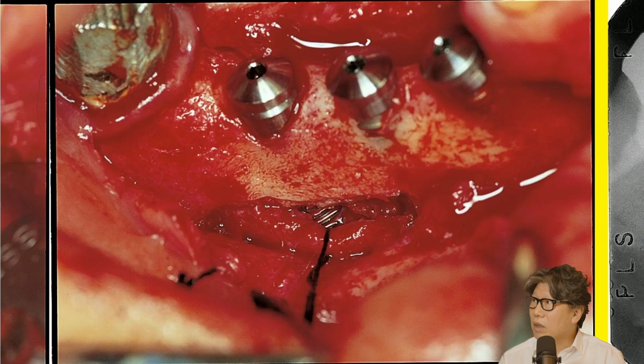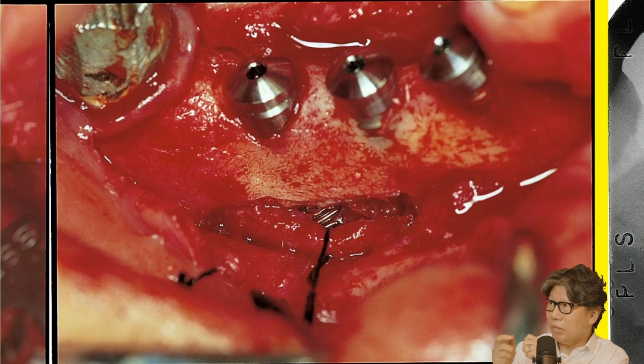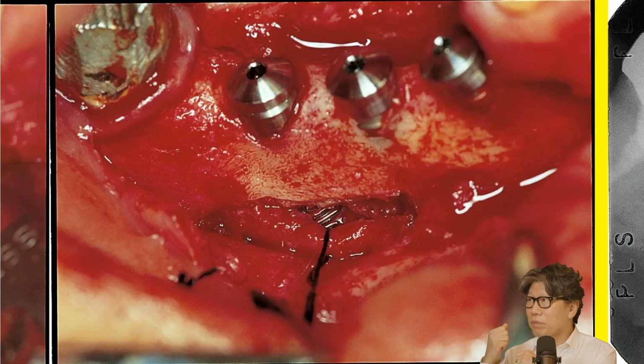And the nerve bundle behind the mental foramen like this. Inferior mandibular nerve, artery, this is the bundle that contains all of that. And now we're going to do a retraction with silk. And then I can see it now, so I can avoid it and place the implant.